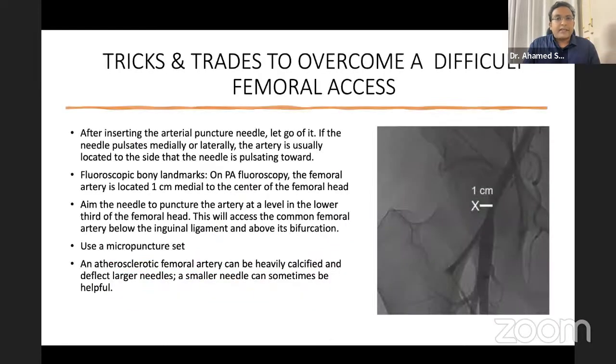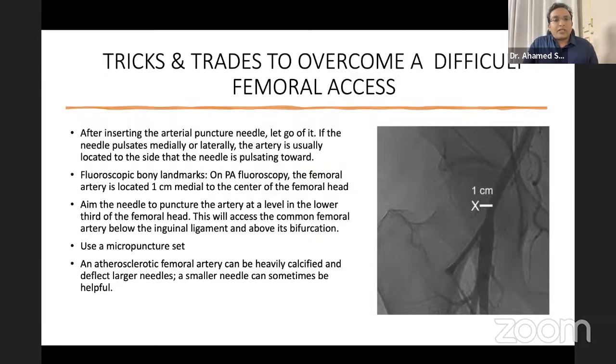And then the sheath is set. Sometimes we fail to get femoral access, even for a normal DSA, or when we are planning a second procedure in a patient in whom we had done DSA before. So what are the tricks and traits to overcome a difficult femoral puncture?